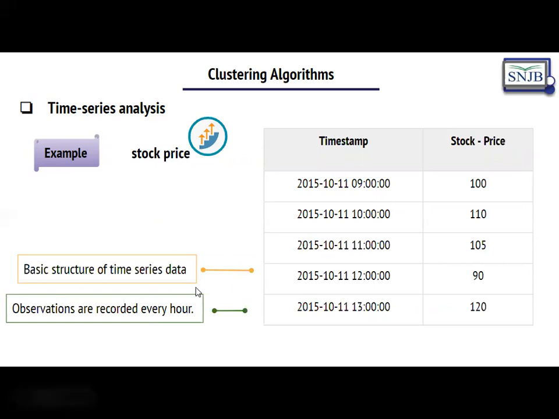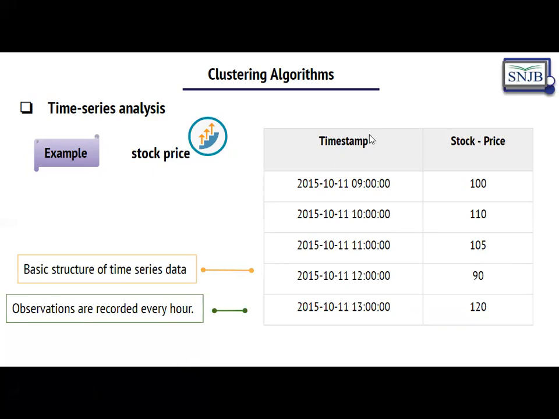The basic structure of time series data is, one, we have the timestamp. For every time series data, we must have a timestamp, at which time the particular data is collected. Either it is in terms of every hour, every month, every year, or every fraction of a second, and then we have the element. So this is the timestamp data, and this is the stock price.